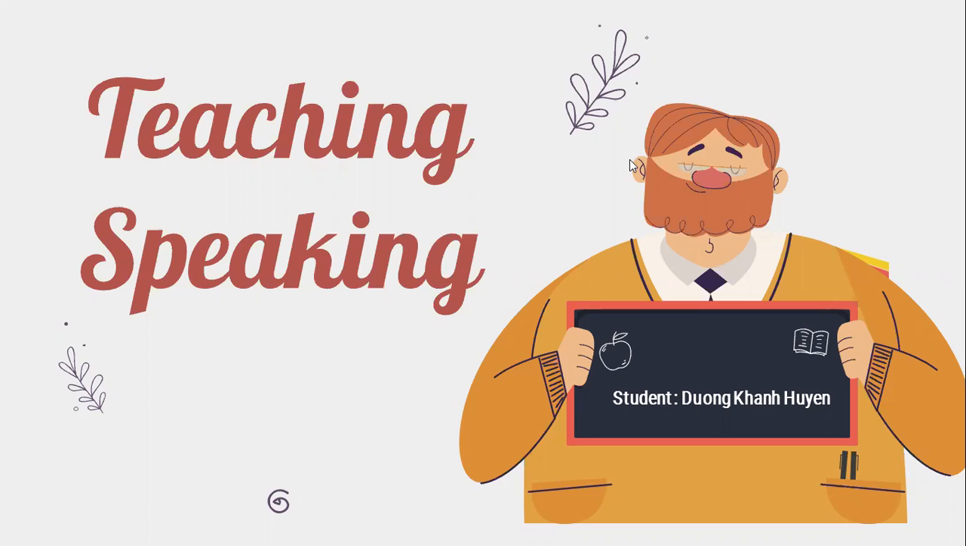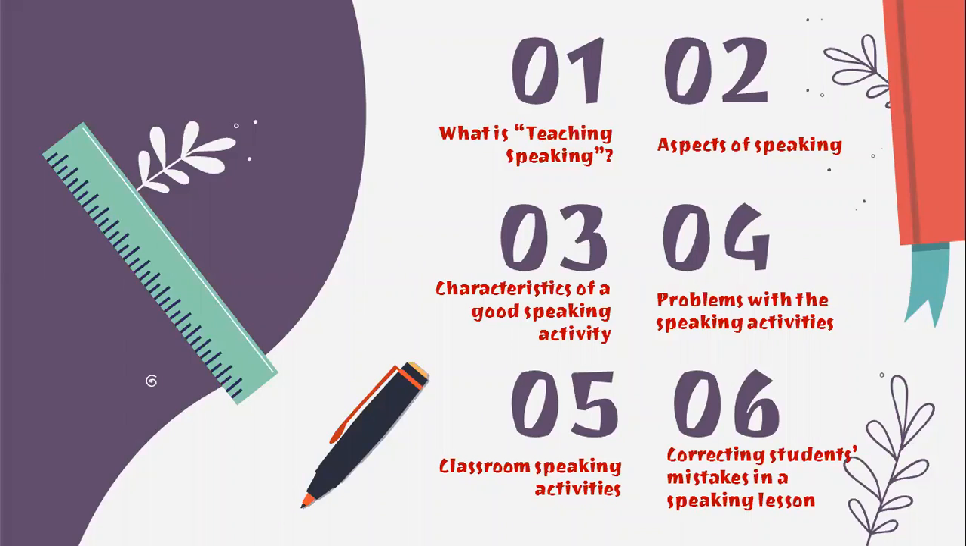So in my presentation, there are six parts. The first part is what is teaching speaking. The second part is aspects of speaking. The third part is characteristics of good speaking activities. The fourth part is problems with speaking activities. The fifth part is classroom speaking activities. And the last part is correcting student mistakes in a speaking lesson.